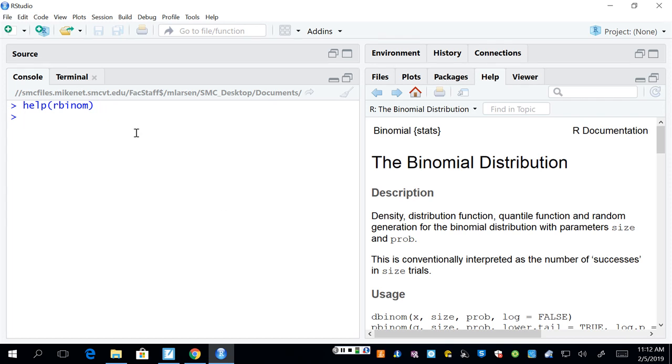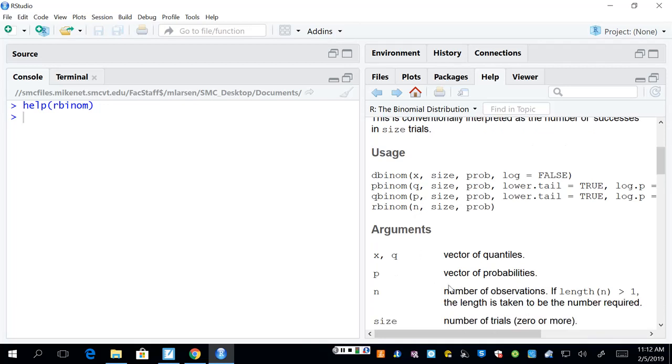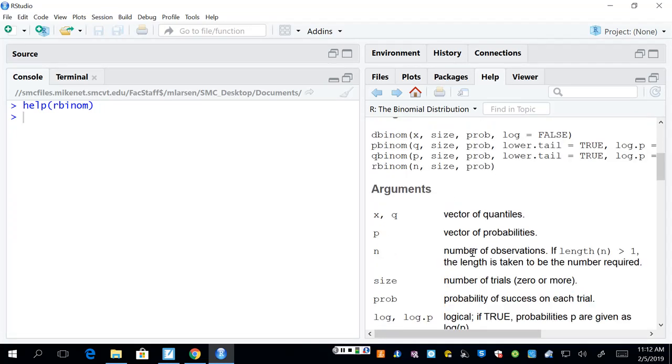And rbinom is a function for generating random numbers, as if you were doing a binomial experiment. Under this help file, it tells a few things about the number of random numbers, the number of observations we want, the size, the number of trials. That's usually what we call n. So it gets told a little bit differently. And p is this probability.